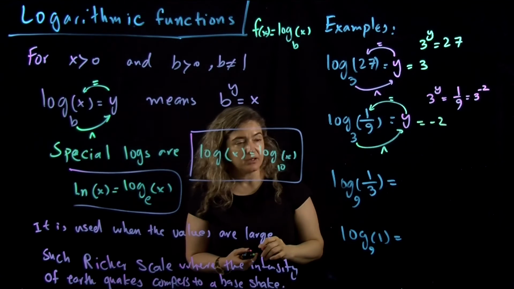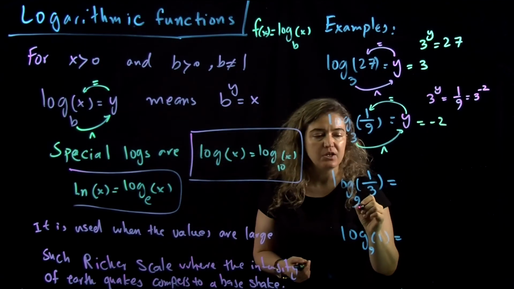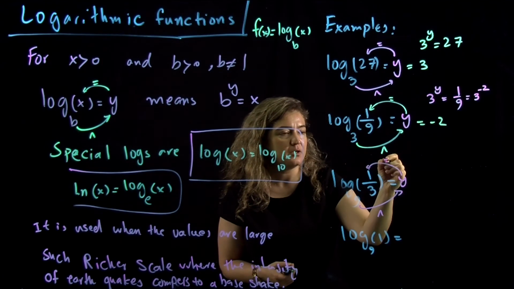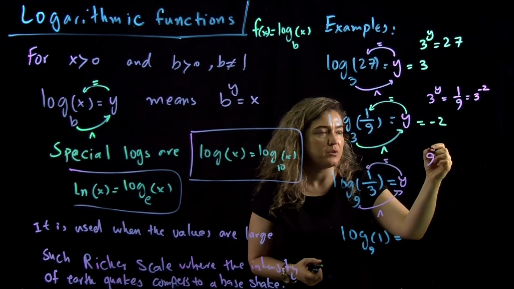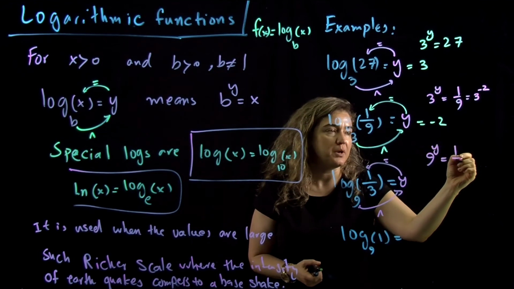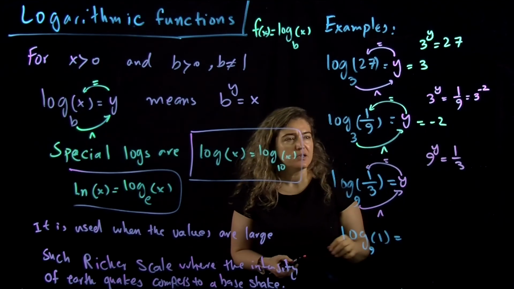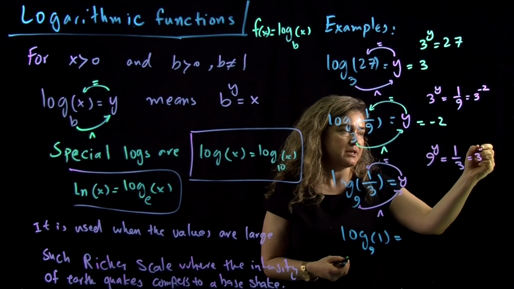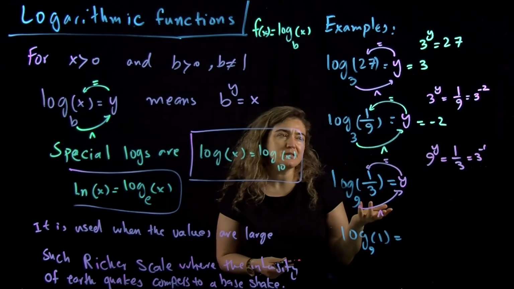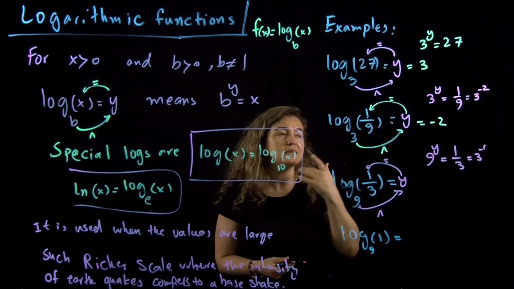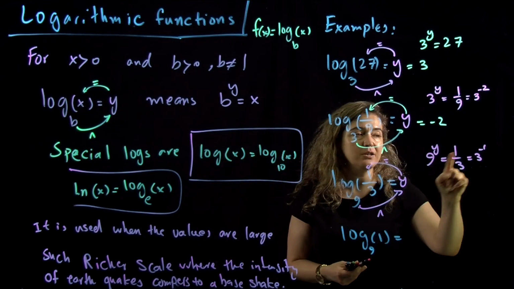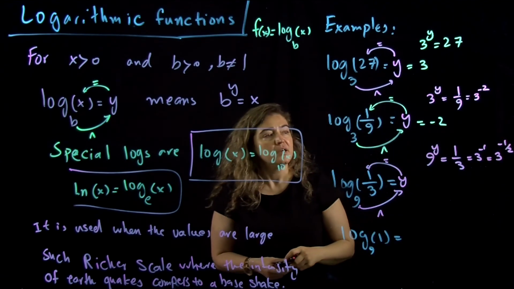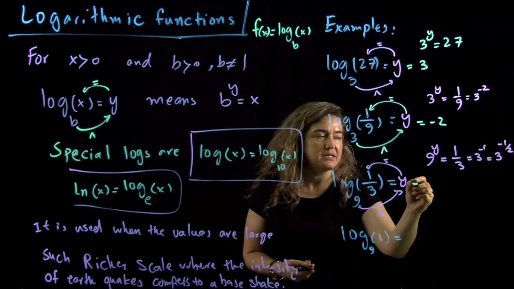Now in here, I have 9 to power whatever y I get, it should be equal to 1/3. So 9 to power y equal to 1/3. Okay, so how does 1/3 compare to 9? First of all, 1/3 is 3 to power -1. But how does 3 compare to 9? That would be 3 is 9 to power 1/2. So the answer to this one is -1/2.